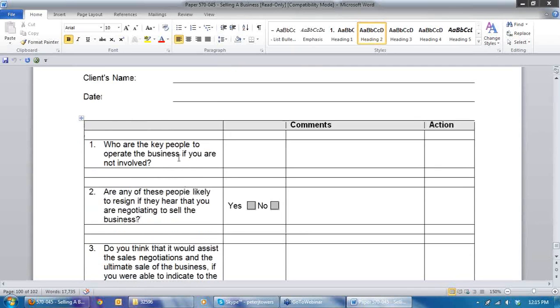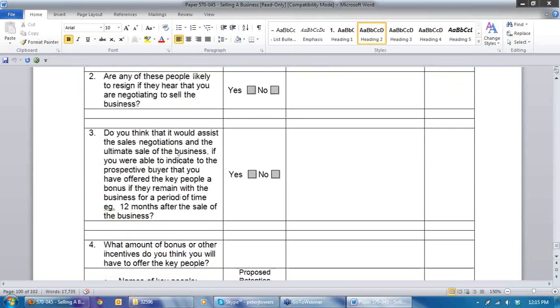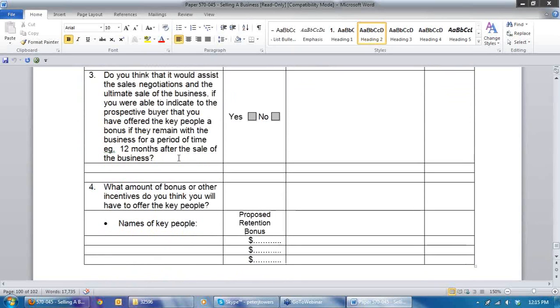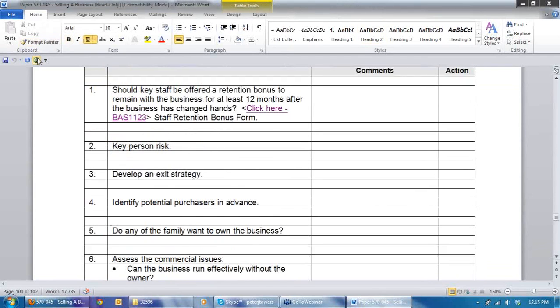So who are the key people? Do you think they're likely to resign if they hear the business is for sale? Could they be encouraged to remain with the business if there was an incentive payment to them to do so?